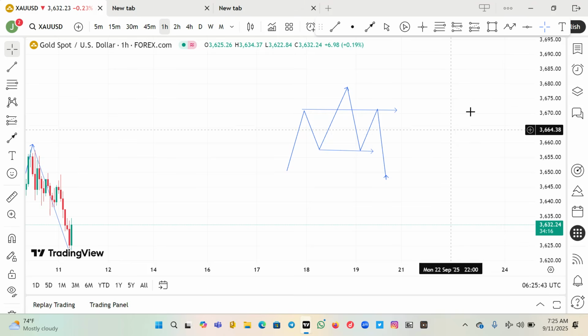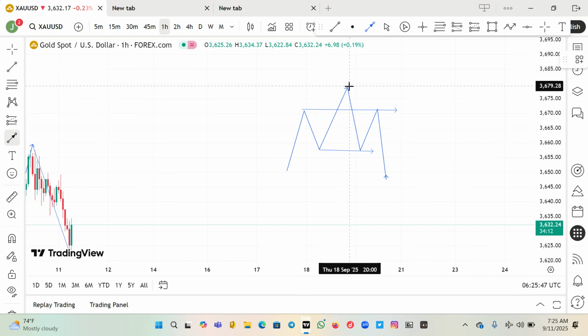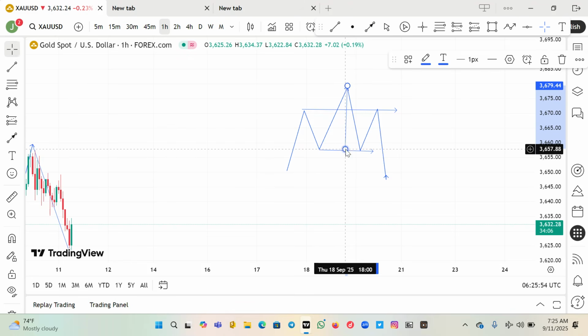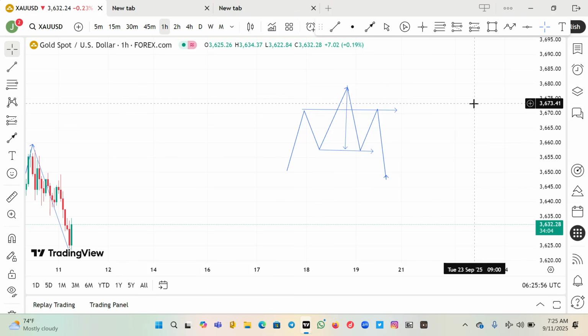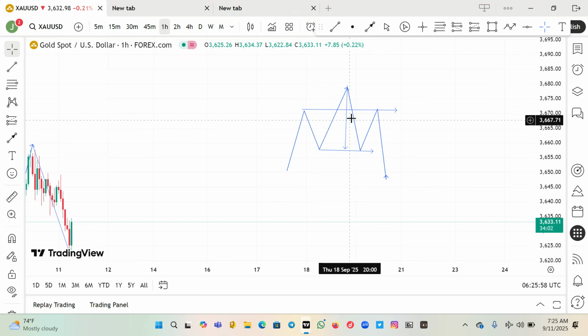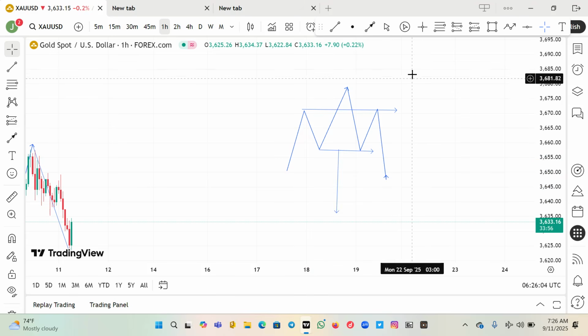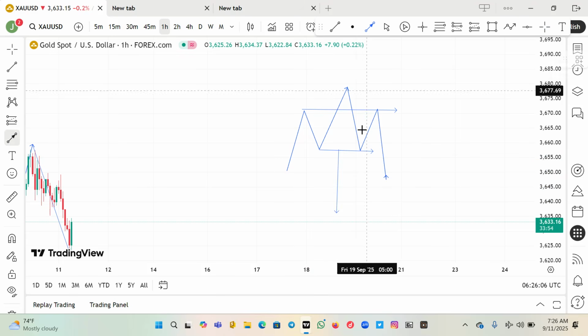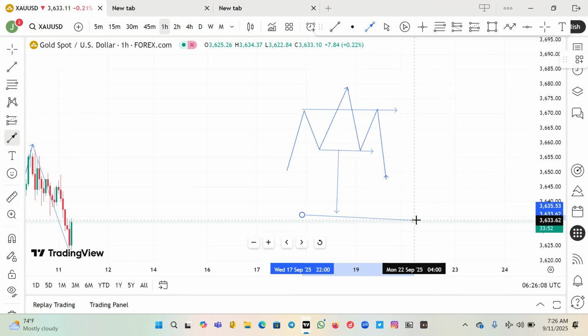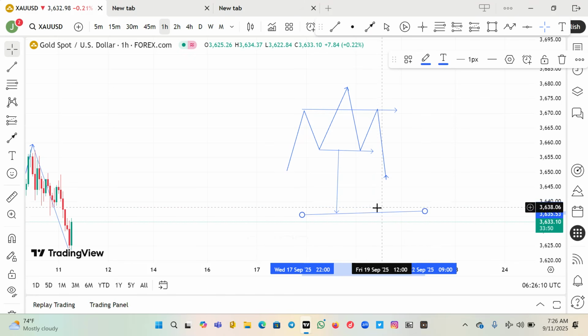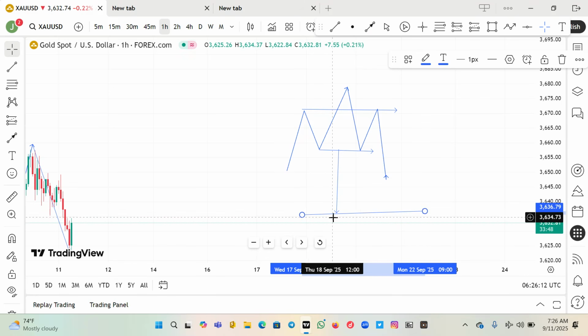Now, if you want to know how long your sell will be in this kind of pattern, the head and shoulder pattern, you want to measure the distance between the head and the neckline. If this is the distance, then take that same measurement from the neckline to where it will stop. The market will stop here. So this is where your TP will be.